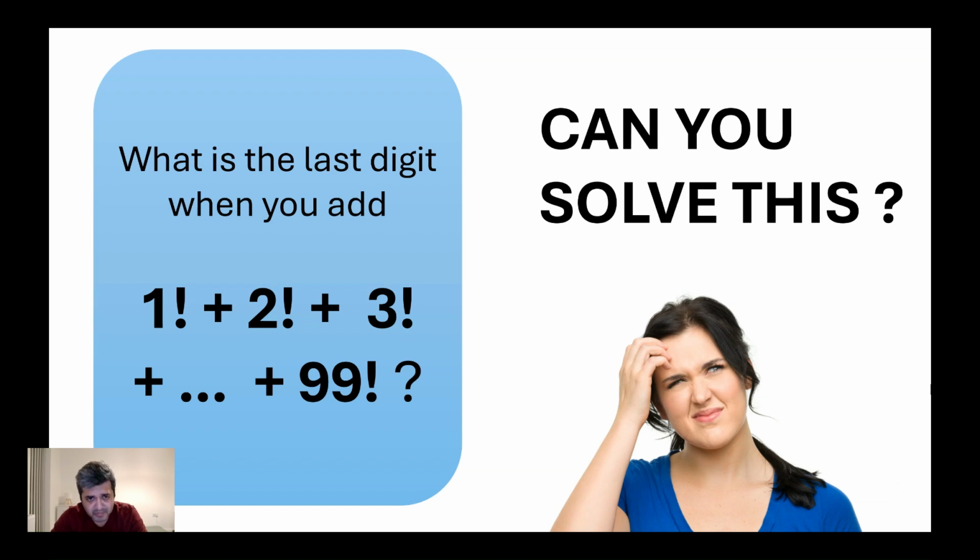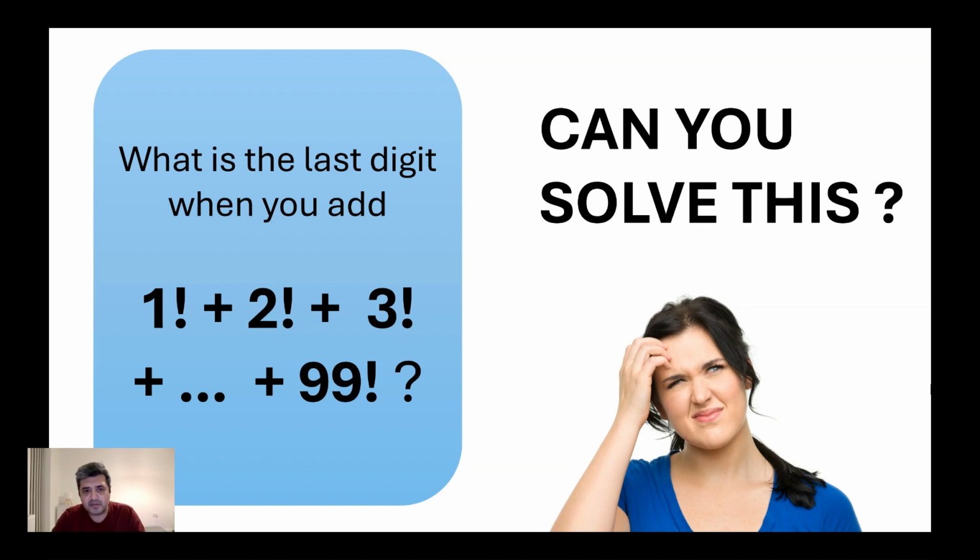Hello. Today we'll be solving a viral problem that I actually saw in a CAT question, an entrance examination in India. So this is the problem. What is the last digit when you add 1 factorial till 99 factorial? Now here you have to be very careful because you don't have to find the actual addition of this. You just have to find the last digit when you add all these factorials.